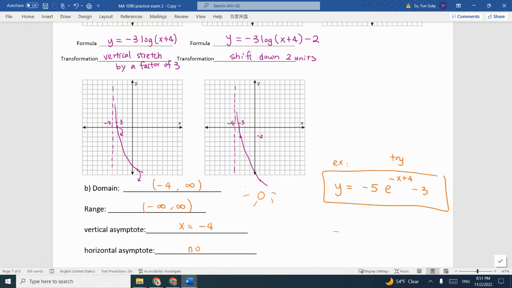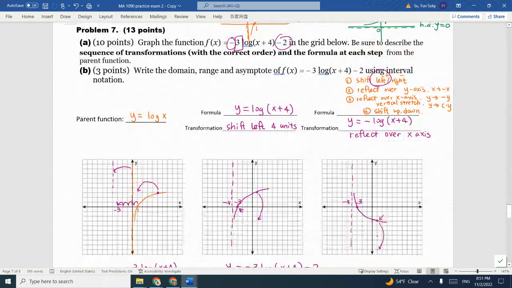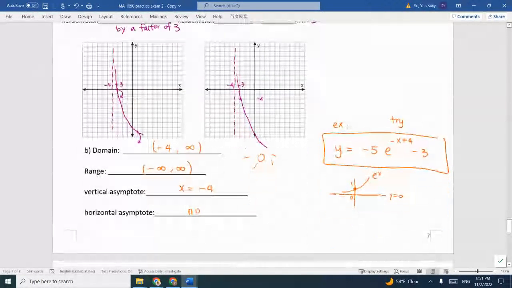In this problem, the parent function is e to the x. It passes through 0, 1, and it has the horizontal asymptote y equals 0. That's your parent function, and then you go along the list: shift left or right, reflection over the y-axis, reflection over the x-axis, vertical stretch, shift up or down. So try this problem. In the exam, I'm going to ask you an exponential function or a log function, and you don't know which one, so please be prepared for both kinds of problems.